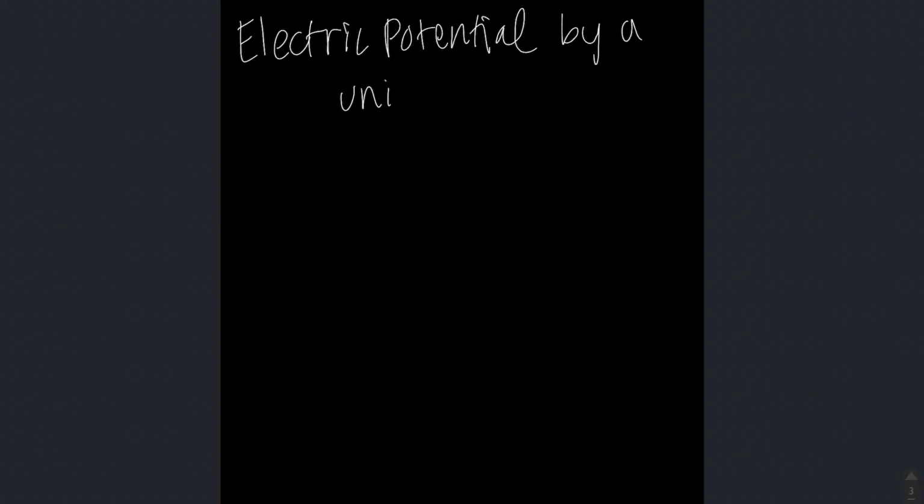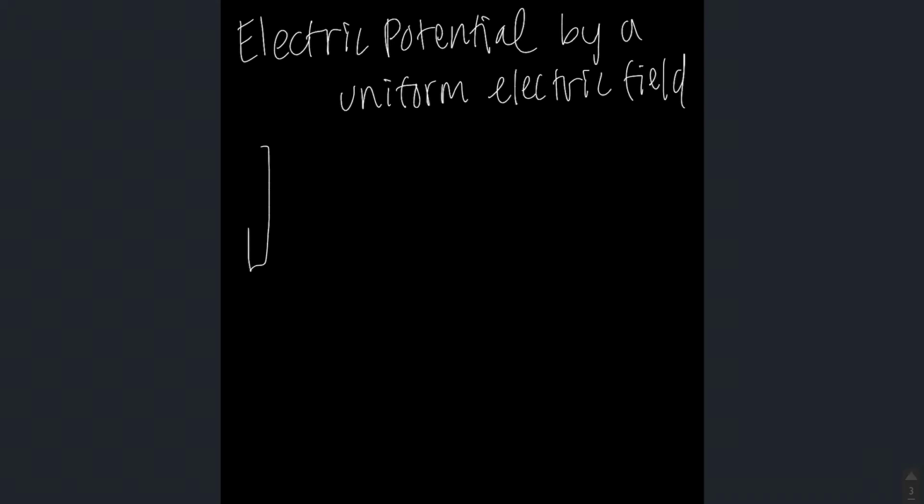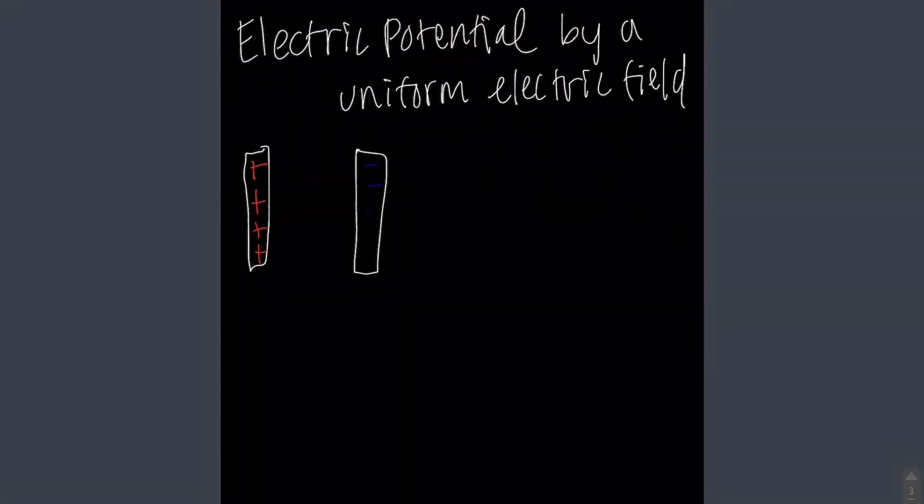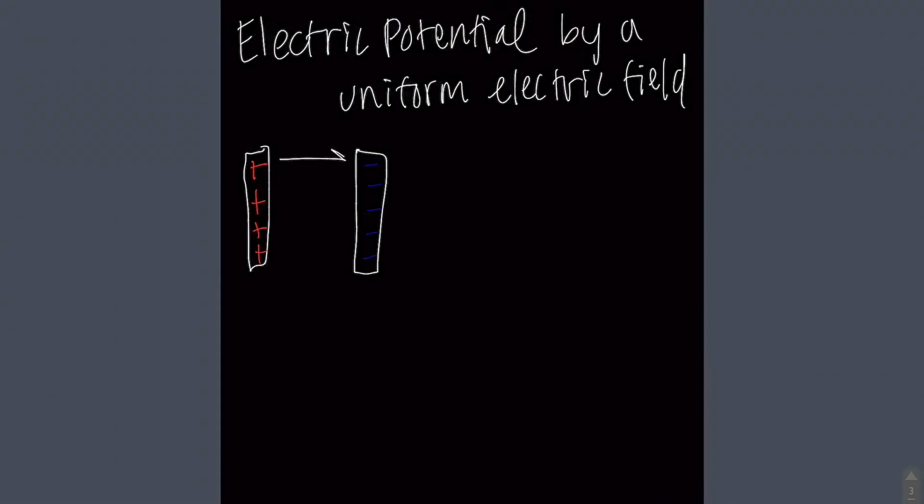Let's talk about electric potential in a uniform electric field. So let's draw this out. We would put the positive charge on one plate and the negative charge on the other. Let's draw our electric field moving from positive to negative, because this is the force that a positive test charge would feel if it were placed in the electric field.